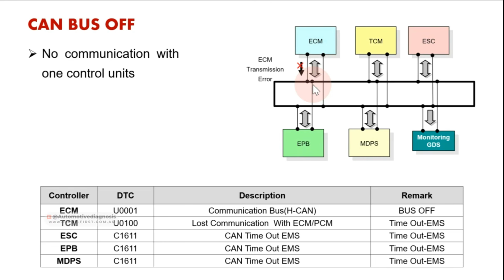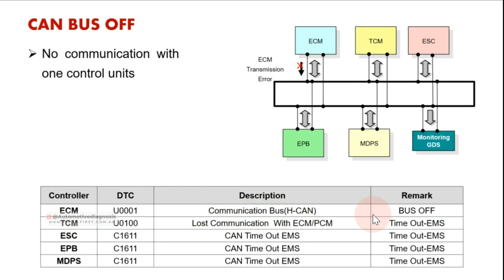It's going to reset the communication. But if this problem keeps happening, ECM will set the fault code and is going to stop the data reception as well. In this case, ECM itself will set a fault code as CAN bus off. This is one example that I provided for you. On the ECM, you will have U0001 CAN communication bus off.